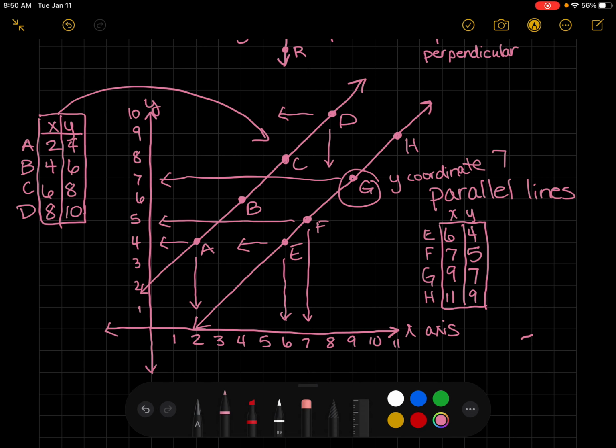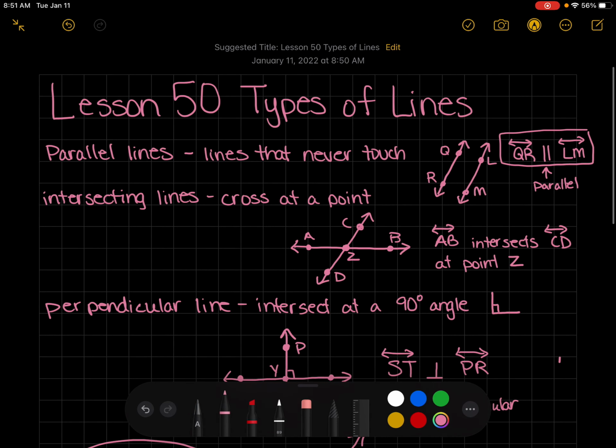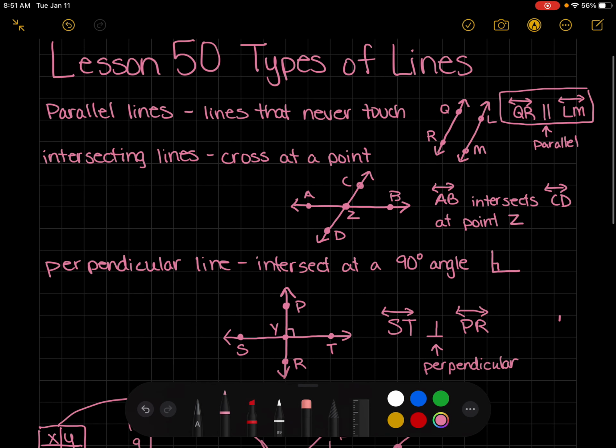Okay, it might talk to you about intersecting lines, about things like that. So make sure that you come back to these notes if you don't remember exactly, and make sure that you took notes. If you didn't take notes, then go back and take them now.